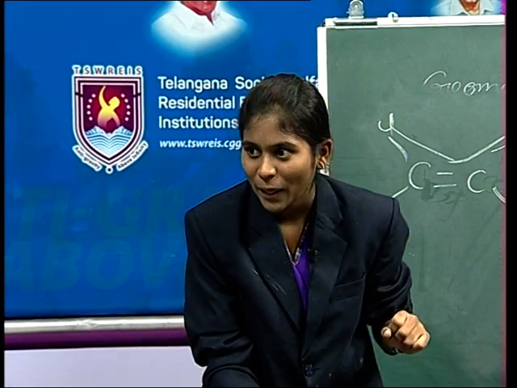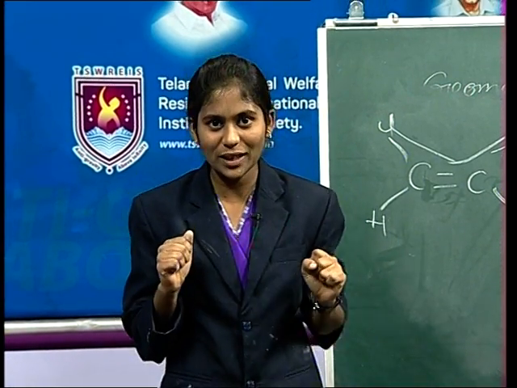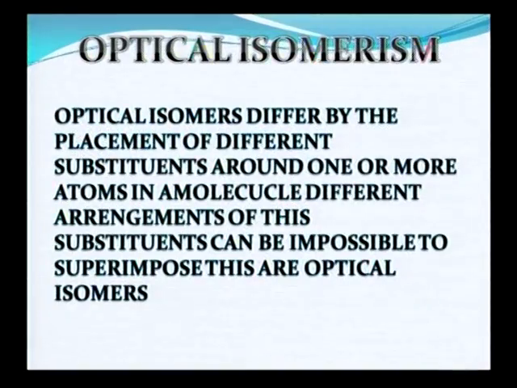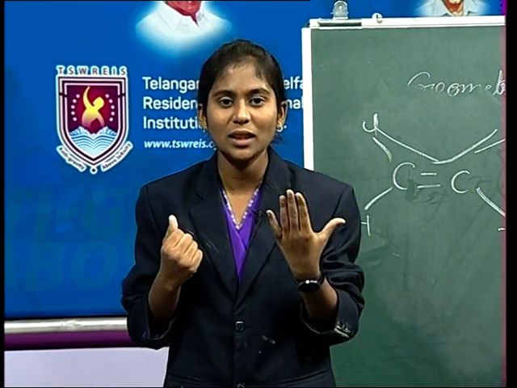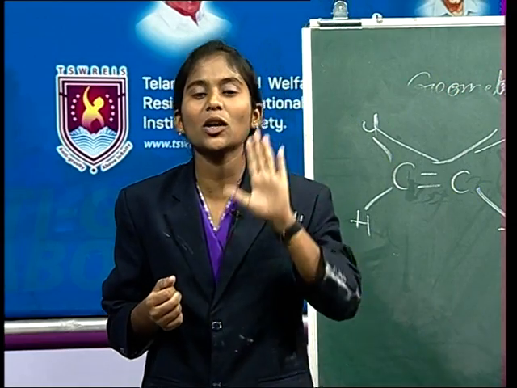Okay, here is the last one. Optical isomerism. What is the definition of optical isomerism? Optical isomers differ by the placement of different substituents around one or more atoms in a molecule; different arrangements of these substituents can be impossible to superimpose. These are optical isomers. Okay friends? For example, images: we take a mirror and show our right hand, which reflects as the left hand.